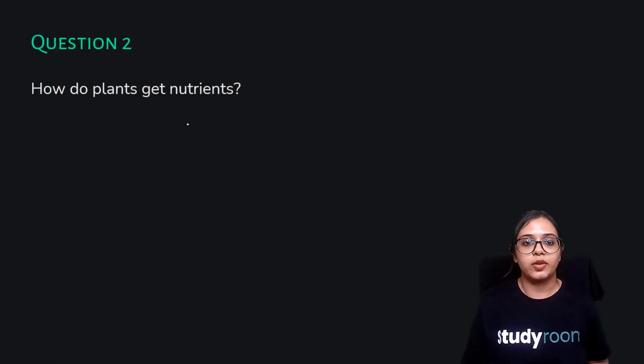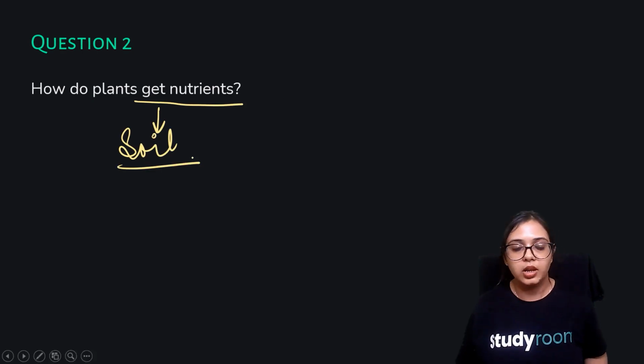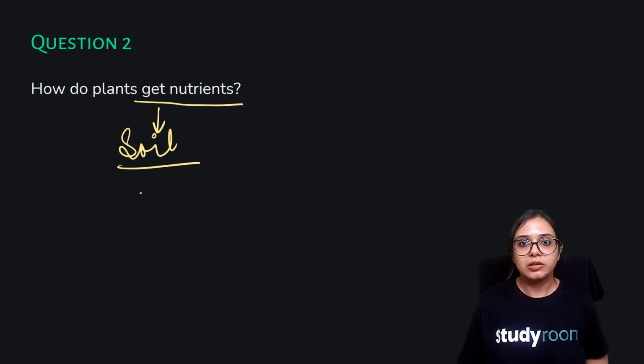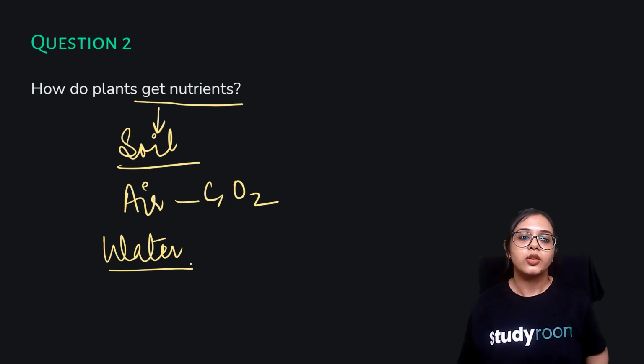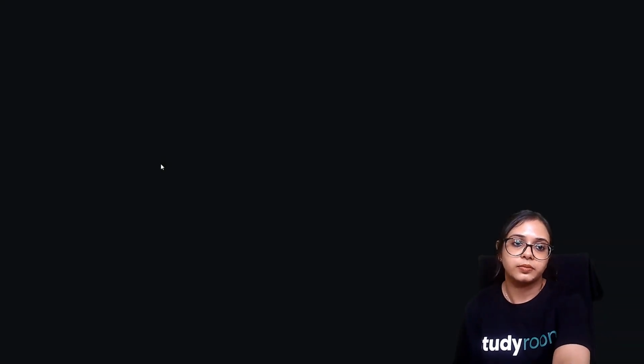How do plants get nutrients? Plants definitely get their nutrients from the important elements that are present in the soil. Apart from that, plants also get nutrients from air such as carbon and oxygen. And plants also get their nutrients from water such as hydrogen and oxygen and other minerals. So these are the three sources from which plants get nutrients.